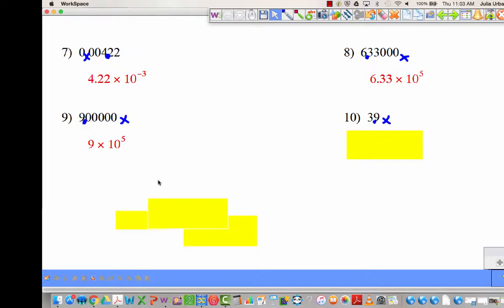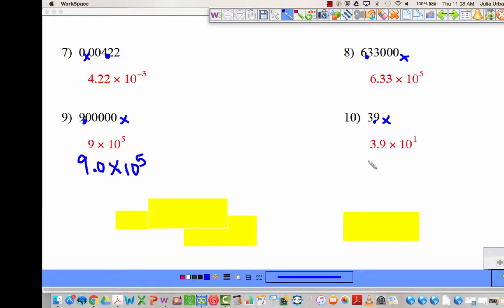9. If you said 9.0, that's okay too. You could say 9.0 times 10 to the 5th, either way. And this last one, right or left? Right? How many? Okay. You can say 3.9 times 10 to the 1st, or you can say 3.9 times 10. Both of those are the same thing.